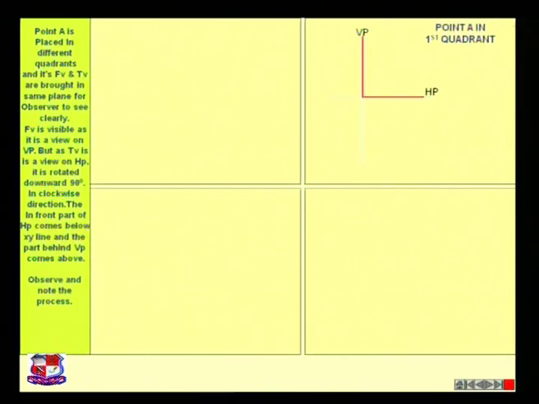What is our first thing? What we are understanding is that point A is in the first quadrant. Now this is our point in the first quadrant. How will it look? It is point A, our basic point. In the previous slide I told you that if we are looking for the front view, it would be a single small letter. If we are looking for the top view, it would be A dash.